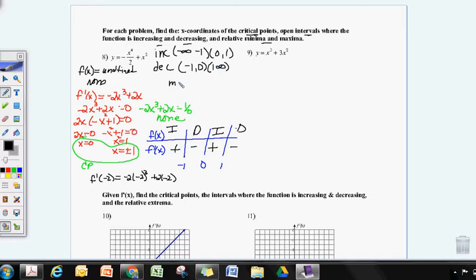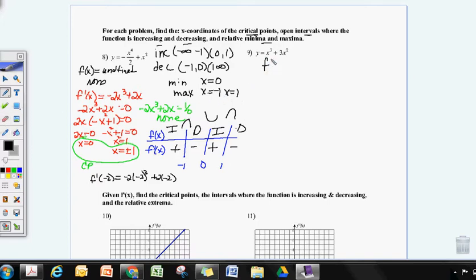Where are my mins and my maxes? Well, for increasing to decreasing, negative 1 would be a maximum. Decrease to increase, x equals 0 would be a minimum. Increase to decrease, 1 would be a maximum. So I ended up with 2 mins and 2 maxes. So I've got all my pieces. So moving on to the next one.